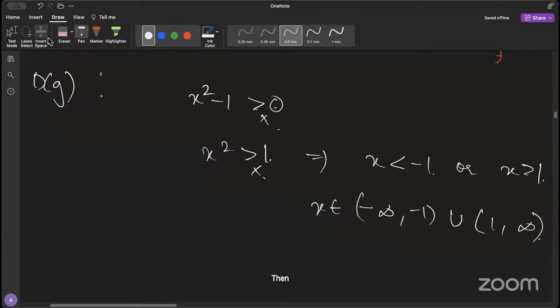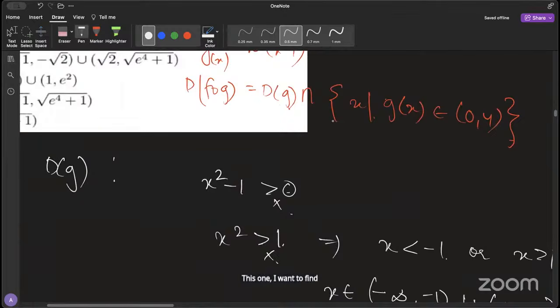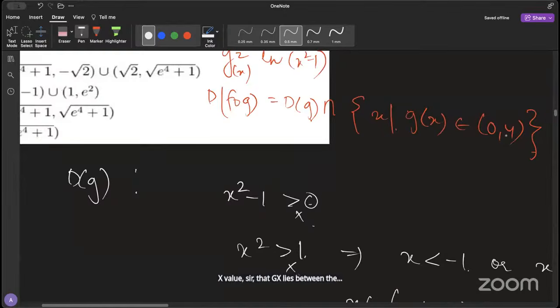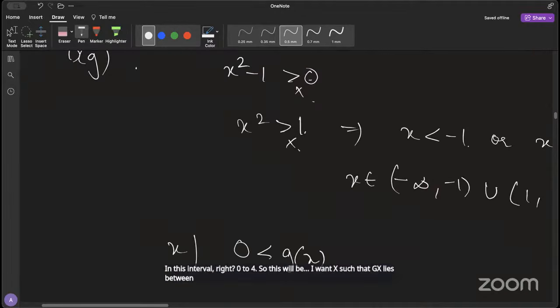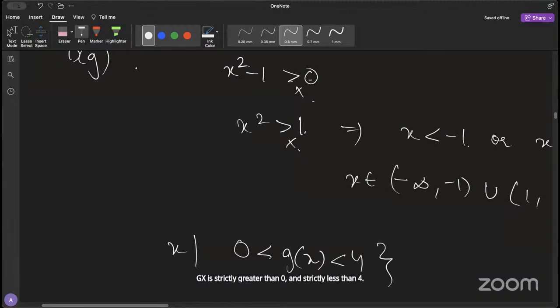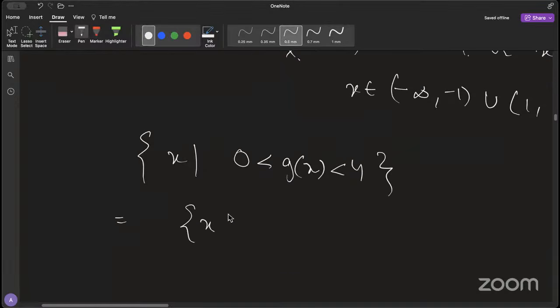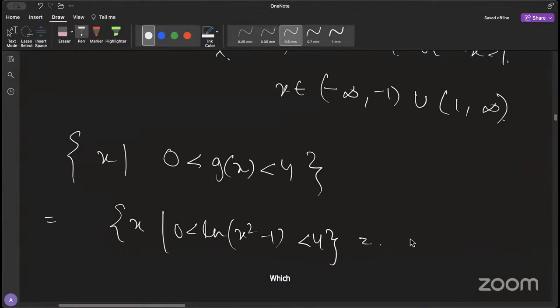Then coming to the other part, I want to find all the x values such that g(x) lies between 0 and 4 in this interval, right? 0 to 4. So I want x such that g(x) is strictly greater than 0 and strictly less than 4. So this is x such that natural log of x square minus 1 is strictly greater than 0, strictly less than 4, which is the same as x.